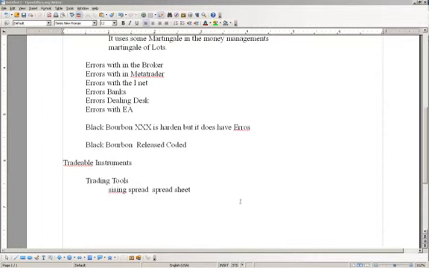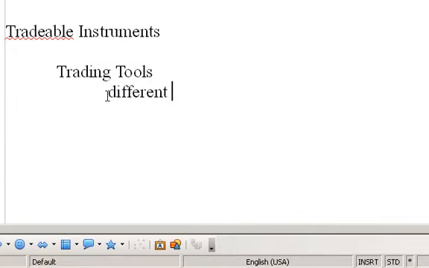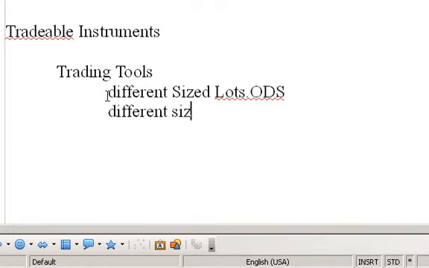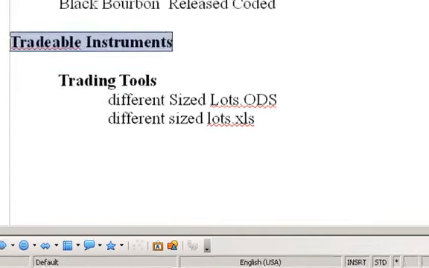I'm going to have to update it on the other screen, or else it'll lock me up here in just a second. Actually the name of it, not because I'm spelling it wrong, is different sized lots. Different sized lots.ods, ODS, or ODT. I think that's Open Office. It's ODS, okay? Or different sized lots Excel, .xls. Now, these two files right here are important. They help us pick our tradable instrument.